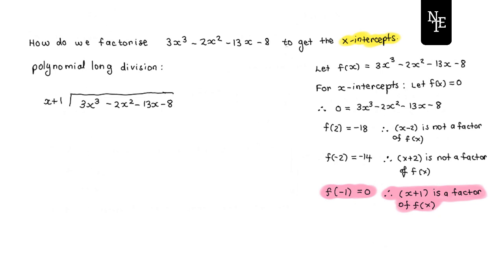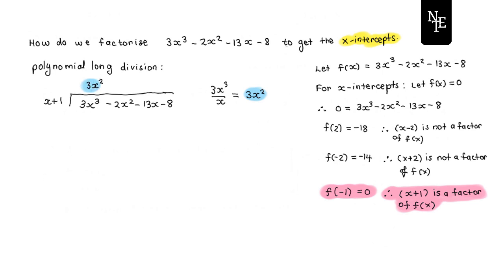So we're going to start with this first term of 3x cubed, and we're going to divide it by x. When you divide, let's write it out. So 3x cubed divided by x. When you divide 3x cubed by x, what you get is 3x squared. This answer goes to the top over here. So we're going to have 3x squared at the top over here, right?